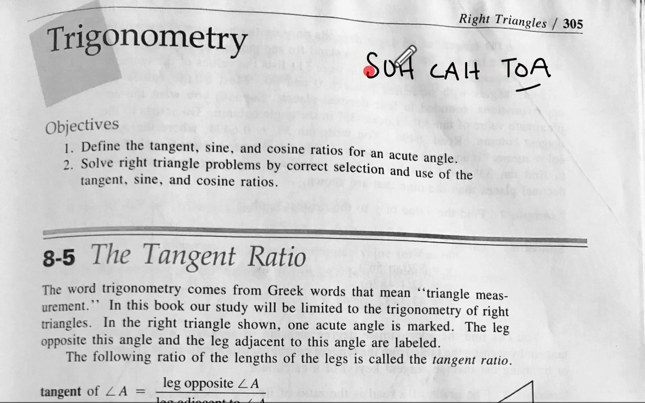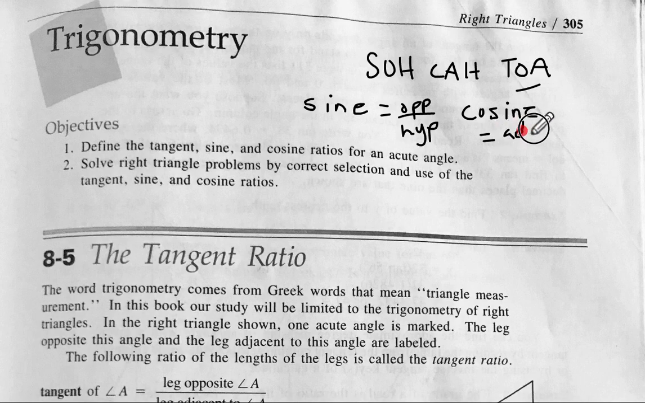So what SOHCAHTOA is telling us is that sine, on your calculator it's a sin button, but it's really sine, is the opposite over the hypotenuse. It's a ratio of the sides. That's what sine, cosine, and tangent are. Cosine, the cos button, is adjacent over hypotenuse.